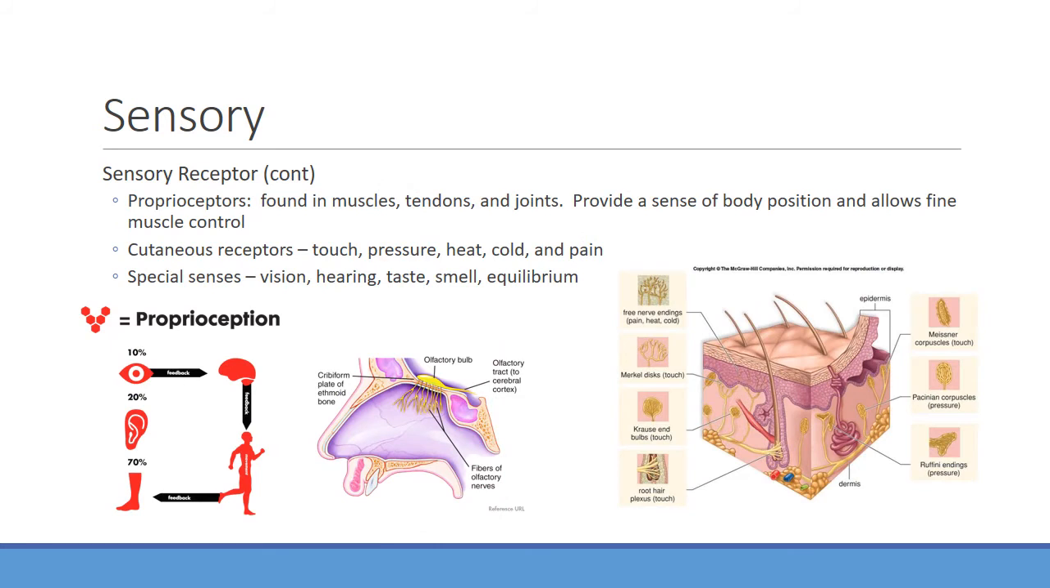We also have proprioceptors, receptors found in the muscles, tendons, and joints. These allow us to know our sense of position and allow for fine muscle control. We also have cutaneous receptors that are responsible for touch, pressure, heat, cold, and pain, mainly found within the skin, obviously. And then we'll talk about our special senses and how those differentiate from one another a little later. You'll notice that in a lot of cases you're incorporating multiple types of feedback or input in order to have a strong sense of anything.